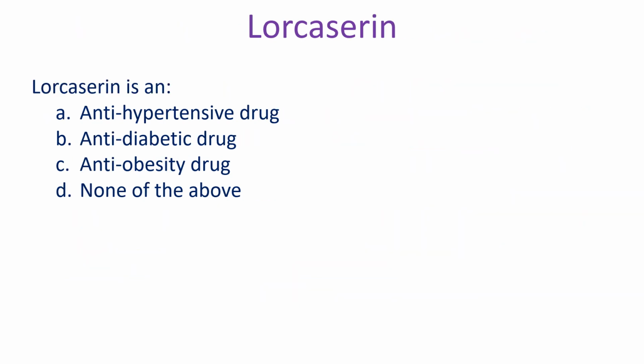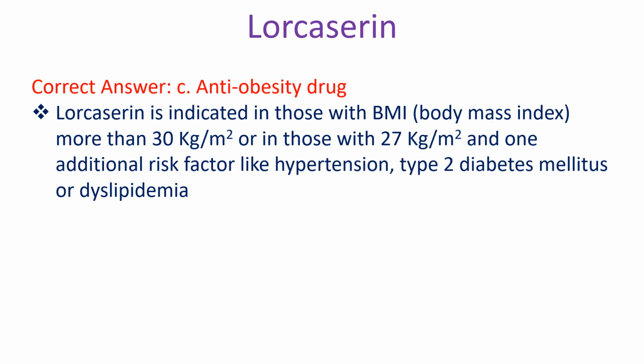Lorcaserin is an A. Antihypertensive drug, B. Antidiabetic drug, C. Anti-obesity drug, D. None of the above. Correct answer C. Anti-obesity drug. Lorcaserin is indicated in those with body mass index more than 30 kg per meter squared or in those with 27 kg per meter squared and one additional risk factor like hypertension, type 2 diabetes mellitus or dyslipidemia.